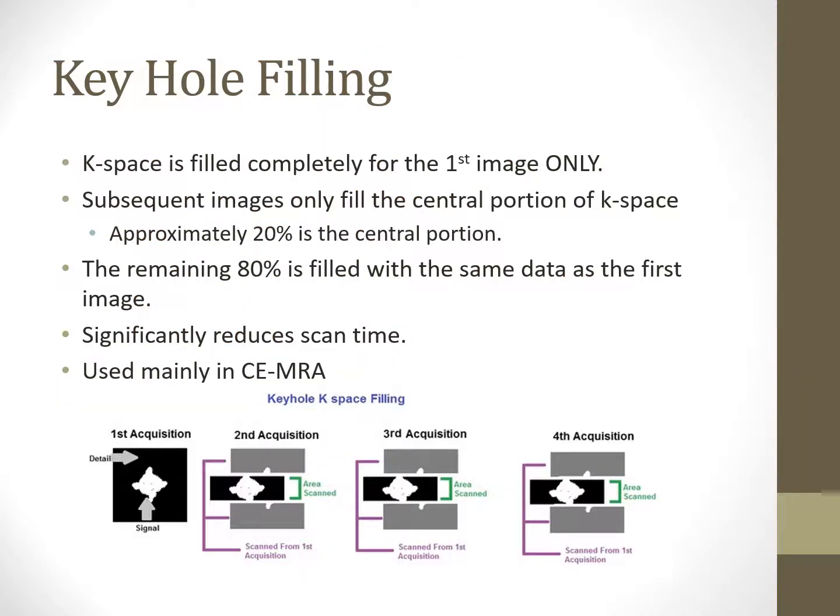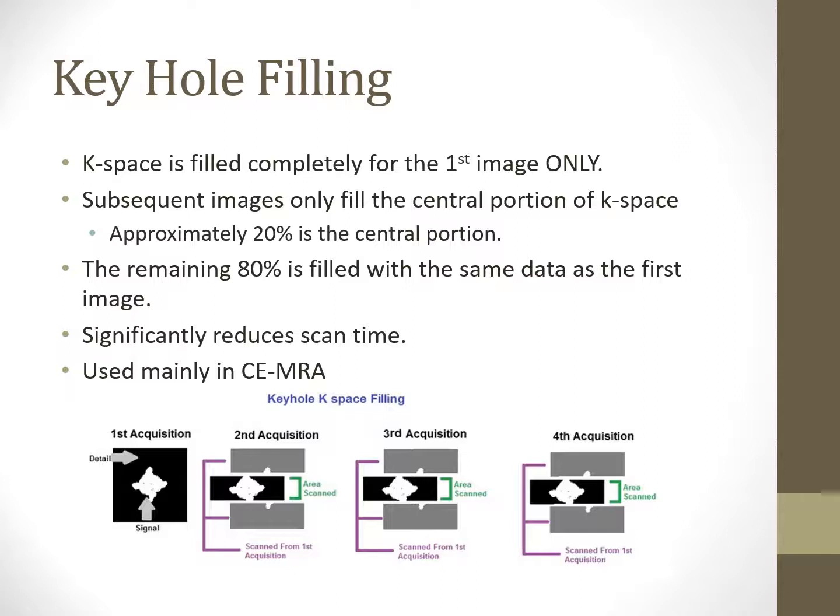The last type of K-space filling is actually one of the more common techniques used for contrast-enhanced MRA, and that's keyhole filling. K-space is going to be filled completely only in the first image set, which will be pre-contrast. All the following or subsequent images in this particular exam will only fill the central portion of K-space, or approximately 20% of all the K-space.